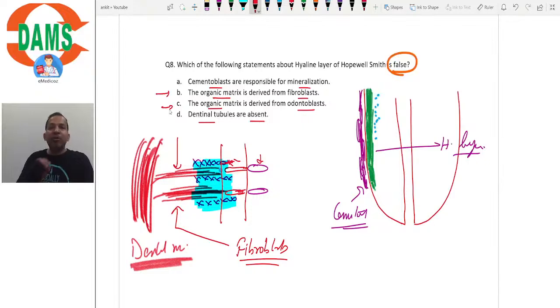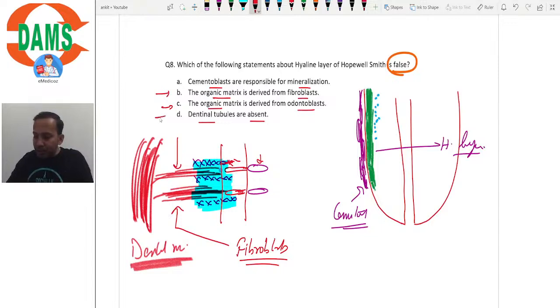We are not saying that the organic matrix is exclusively derived by fibroblasts or exclusively derived from odontoblasts. If we said exclusively odontoblasts or fibroblasts are making it, then the statement would be wrong, right? The statement would have been false if it implied that the entire organic matrix is derived from that particular cell. But these statements do not imply any such thing, right? They're just saying that the organic matrix is made by fibroblasts, and the organic matrix is also made by odontoblasts, so both statements are correct, both make it together, right?